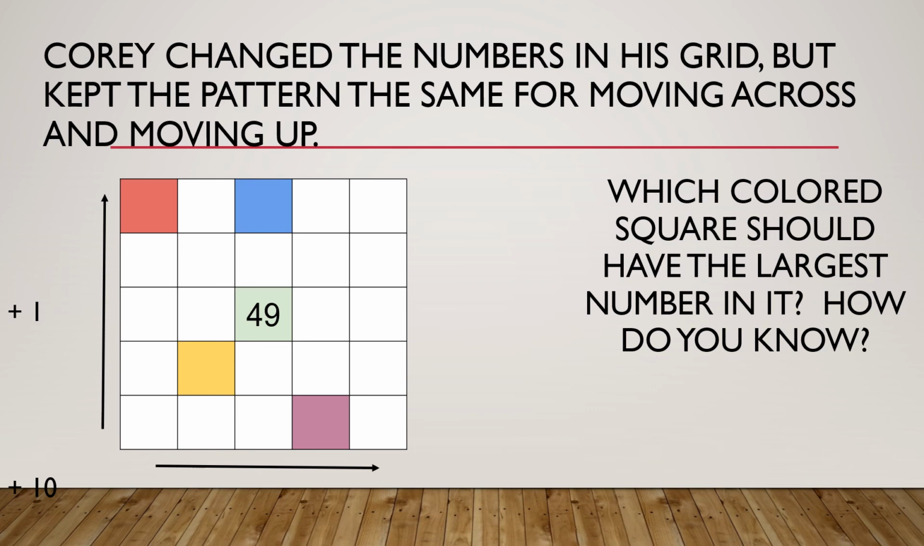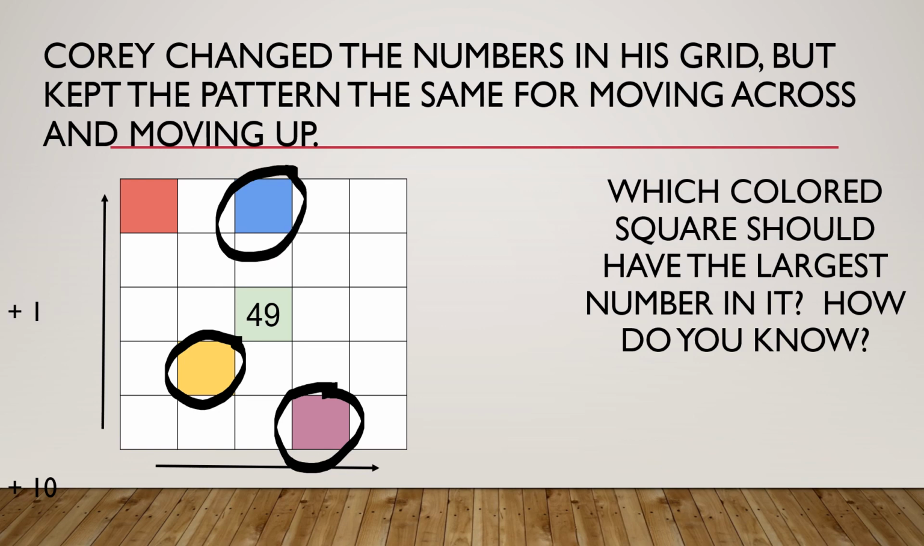So you have 4 different squares, and I'm going to circle them for you to make them easier to find. You have 4 different squares. We have a purple square, a yellow square, a blue square, and a red square. Which one of these 4 should have the highest number? I want you to find the answer and write this down in your notebook.